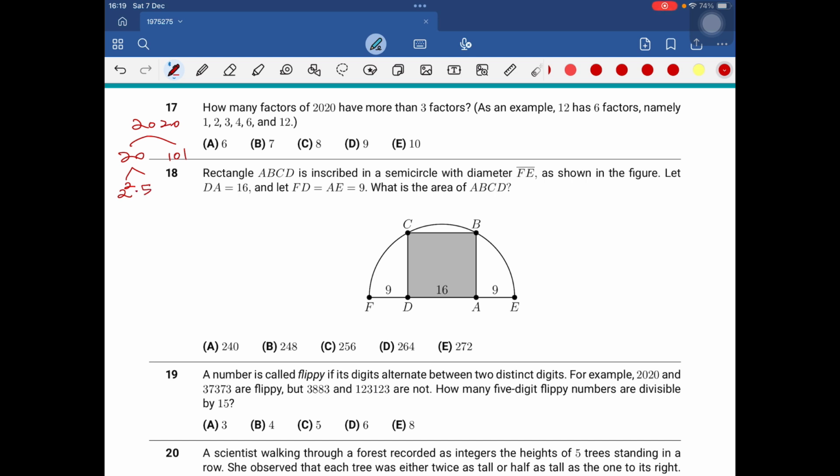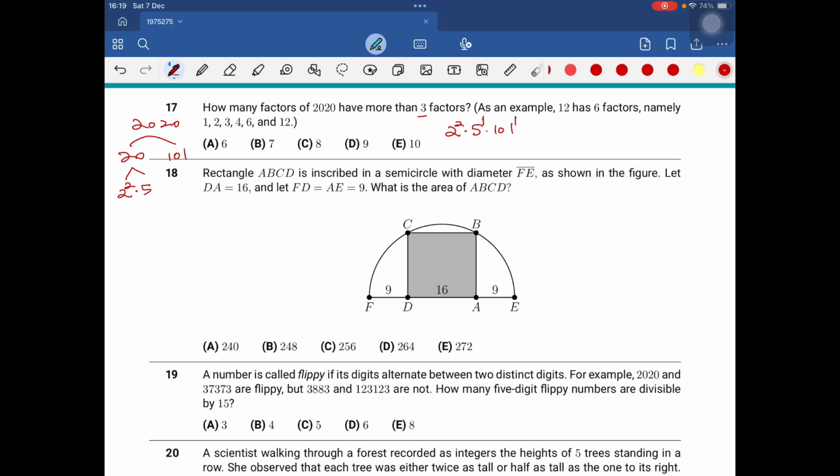101, can we make any? I don't think so. So 2 to the power of 2, 5, and 101. I will tell you how to find the number of factors.